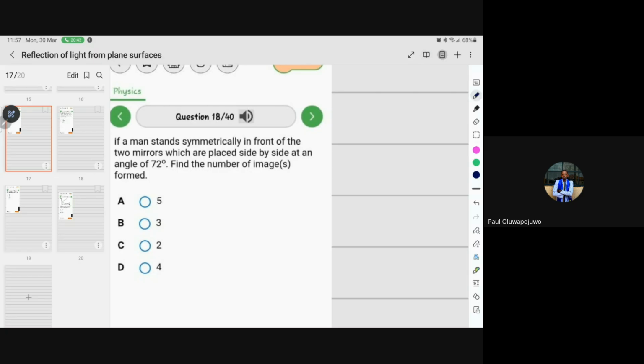Just observe what she said, right? That for your special angles, the images are going to have a difference of 2. And if you check that, that is true. Let's start from 90. At 90 degrees, you have 3 images. At 60 degrees, you have 5 images. At 45 degrees, you have 7 images. Then at 30 degrees, you're going to have 11 images.